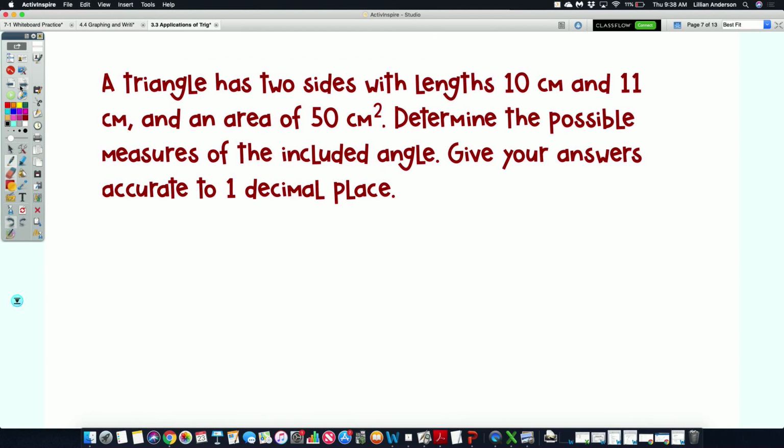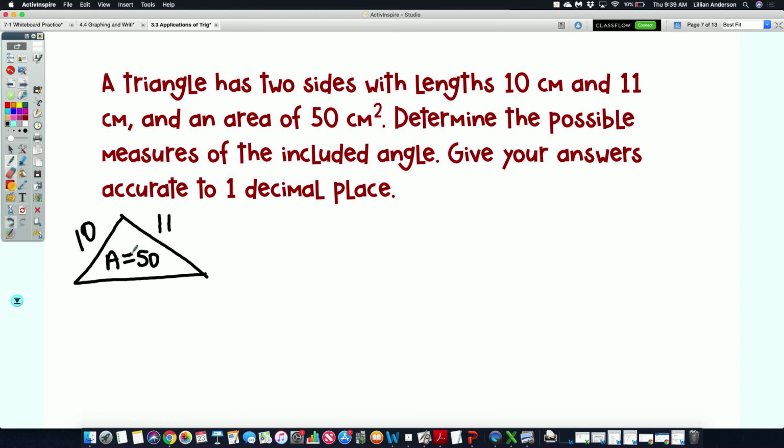All right. So let's look at these application problems. It's going to incorporate right triangles. It's going to incorporate non-right triangles. It may incorporate area. But let's just go. So a triangle has two sides with the lengths 10 centimeters and 11 centimeters and an area of 50 centimeters squared. We're going to determine the possible measures of the included angle, and we're going to give our answers accurate to 1 decimal place. So in some triangle, two sides, it doesn't matter what two sides, are 10 and 11, and the area of the triangle is equal to 50 centimeters squared.